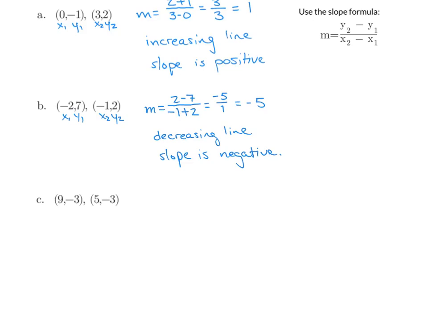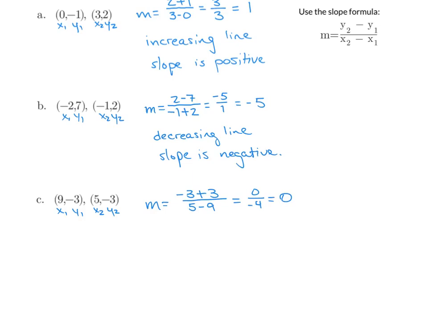Okay, last one. We label our points and plug into our formula. So we get m equals -3 minus -3 becomes +3 over 5 minus 9. If we simplify, we get 0 over -4, which is equal to 0.